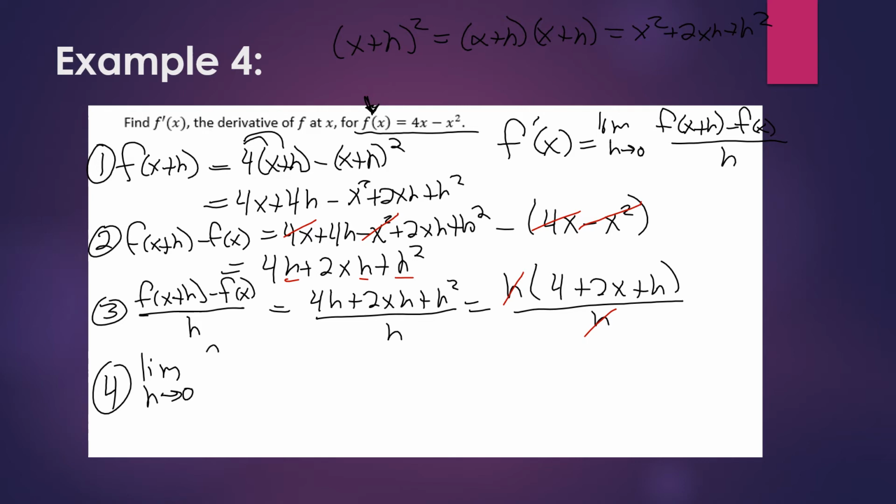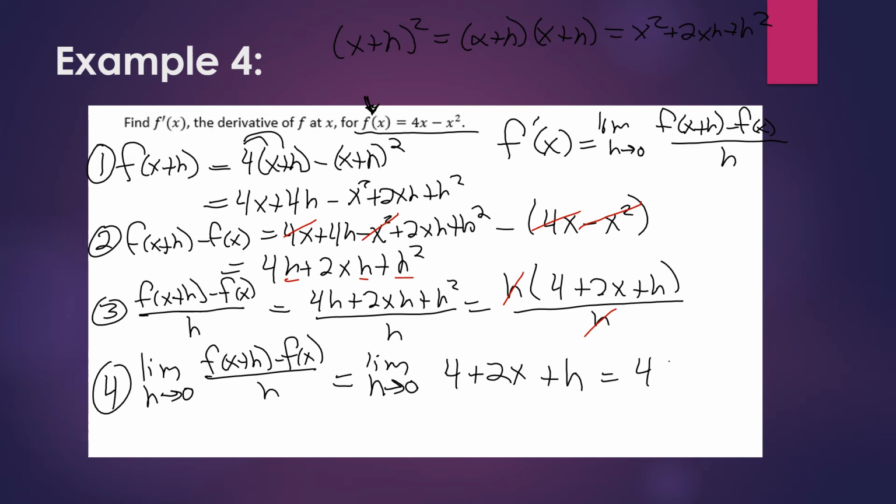And then for my last step, I'm going to take the limit as h approaches 0 of f of x plus h minus f of x all over h, which is going to be the limit as h approaches 0 of 4 plus 2x plus h. And now if I plug in 0 for h, the only thing I have is I'm going to get 4 plus 2x. And that is my final answer.